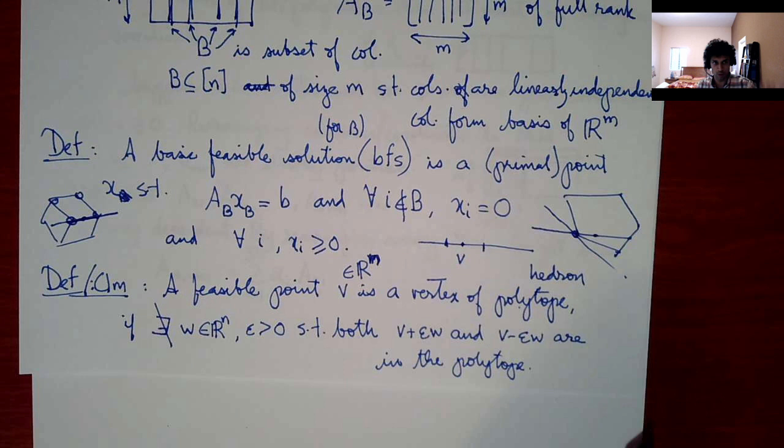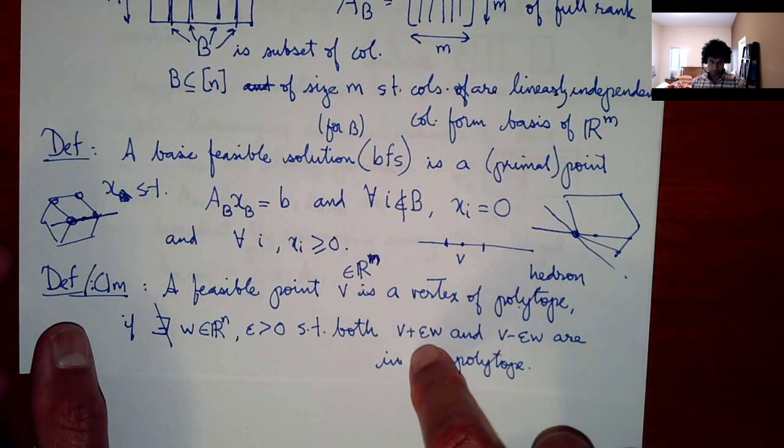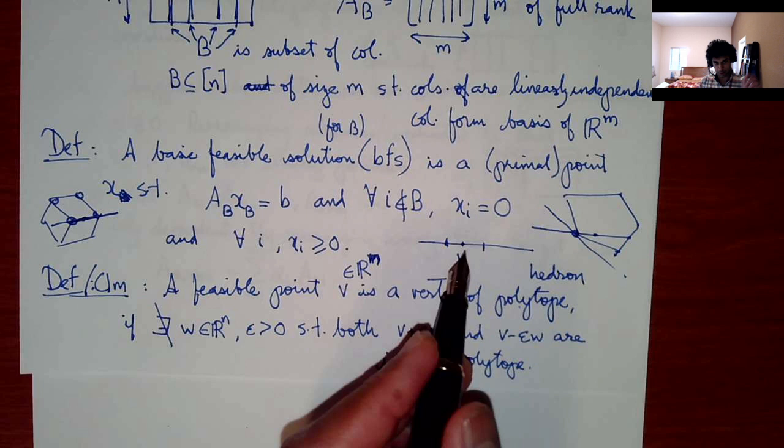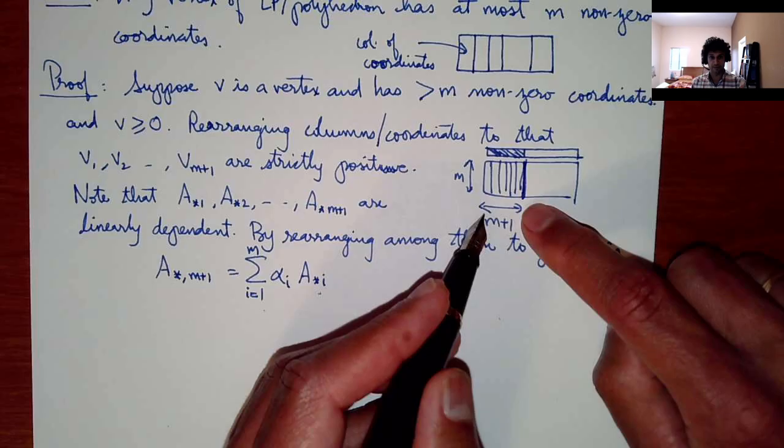So they need to satisfy the linear conditions and they all have to be non-negative. So I need to find these vectors. I need to find this vector W and this parameter epsilon. So I'm trying to find out how to perturb V to show that it is not a vertex. And I'm getting it simply because of the fact there are m plus 1 non-zero coordinates.